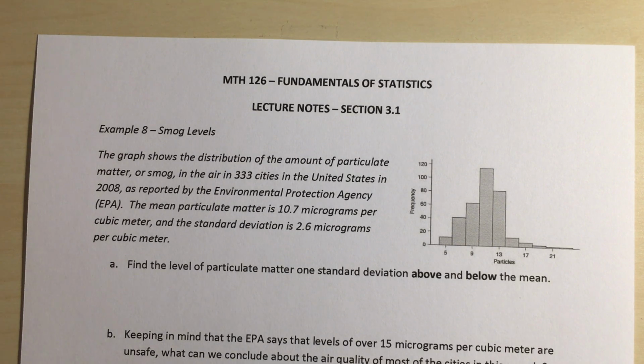So this graph shows the distribution of the amount of particulate matter, or smog, in the air in 333 cities in the United States in 2008 as reported by the Environmental Protection Agency, or the EPA. The mean particulate matter is 10.7 micrograms per cubic meter, and the standard deviation is 2.6 micrograms per cubic meter. Find a level of particulate matter 1 standard deviation above and 1 standard deviation below the mean.